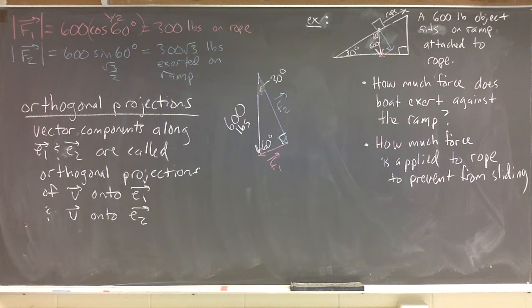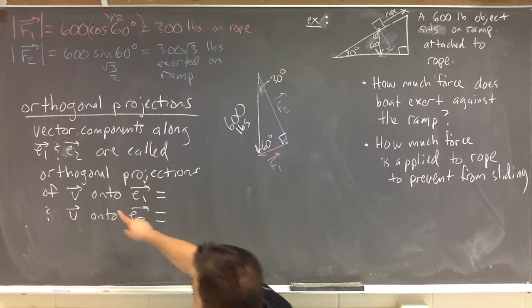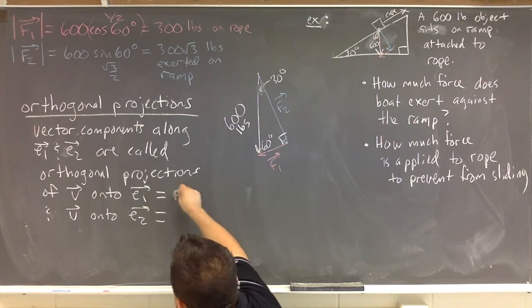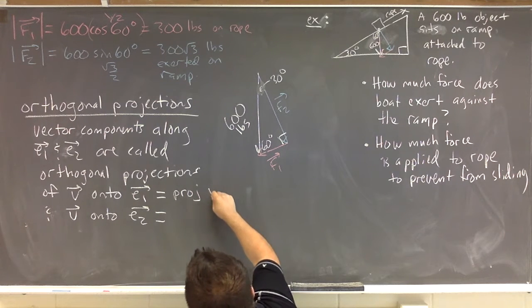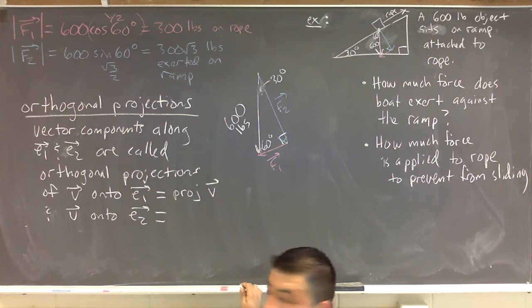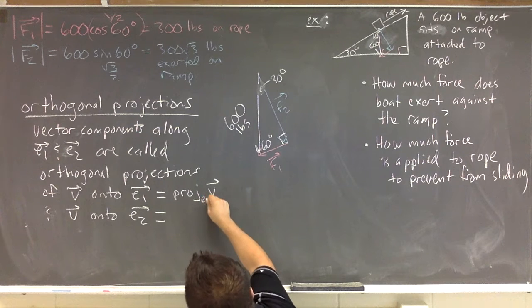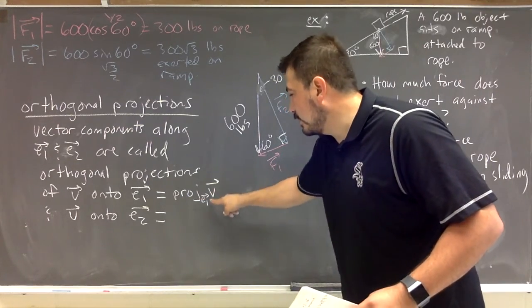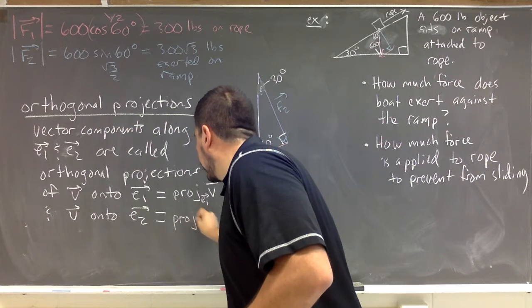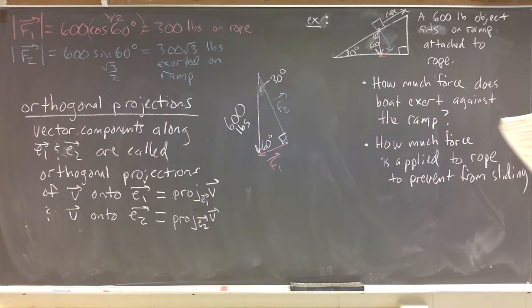Okay? And the notation is going to look something like this. So the projection of V onto E1 is written abbreviated PROJ for projection, and the vector that is being projected or shadowed onto the other one stays like that. And now you do a little subscript here so that you know which vector you're projecting onto. Okay? So it's the projection of V onto E1, and this one is written as the projection of V onto E2. Okay, so that's how you write the notation.